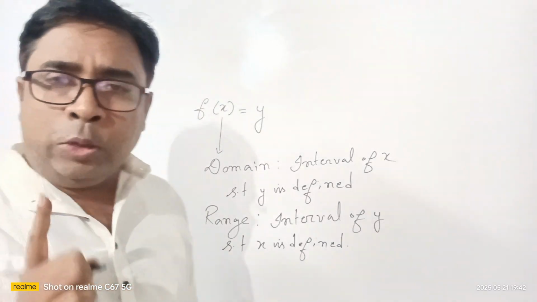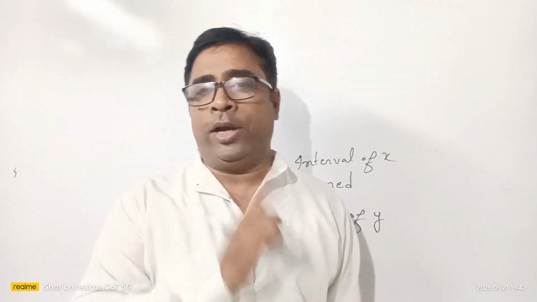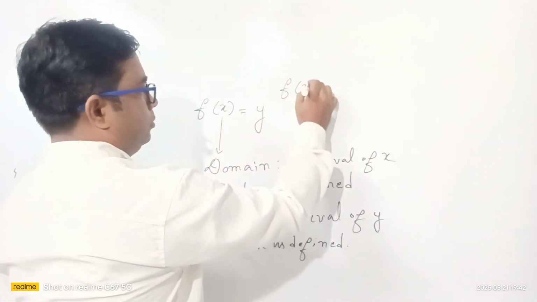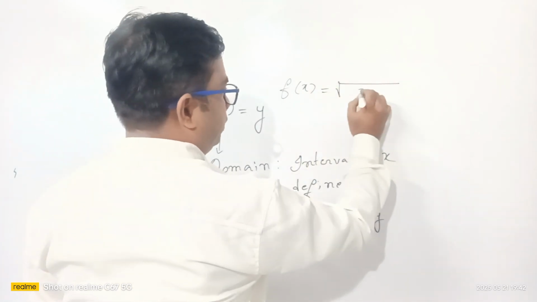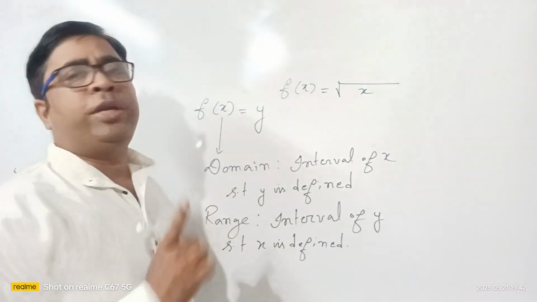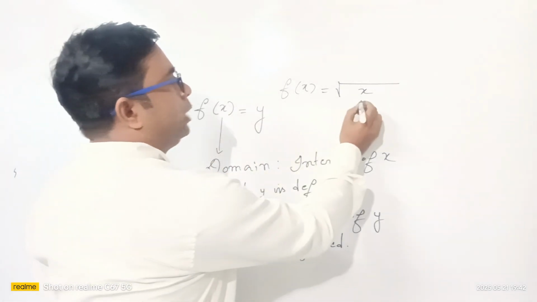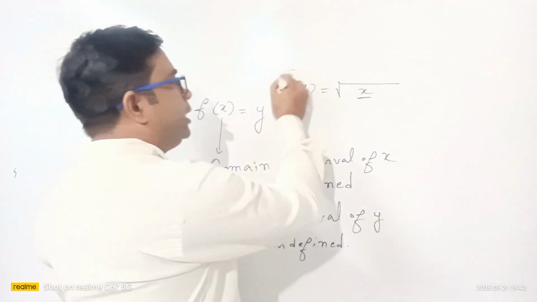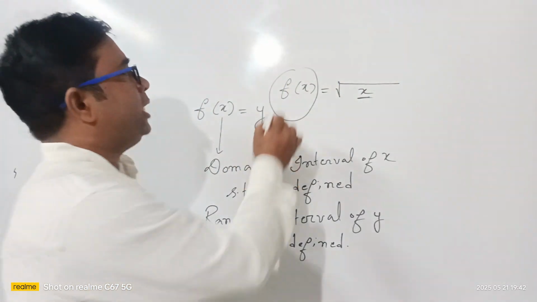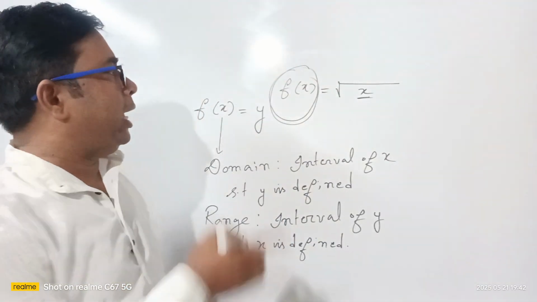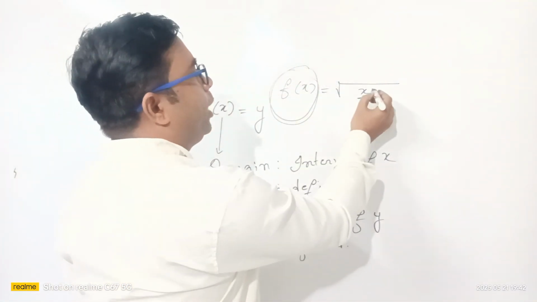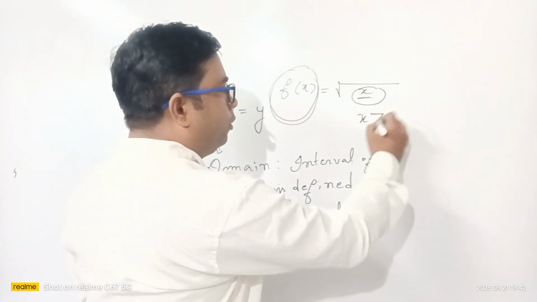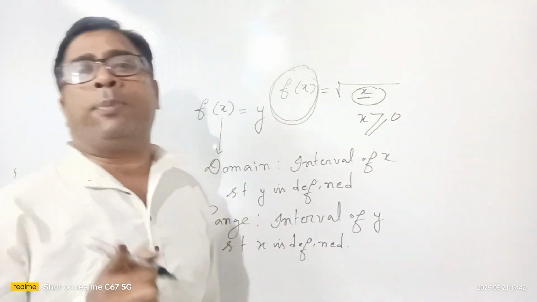Now, you may think, what is the meaning of this defined? Defined means, suppose we are considering a root function f(x). What is the meaning of defined? Defined means we shall take only those values of x such that this f(x) exists. That means this f(x) will be a real number, provided the value inside the root is greater than or equal to 0. So this is the property of the root function.